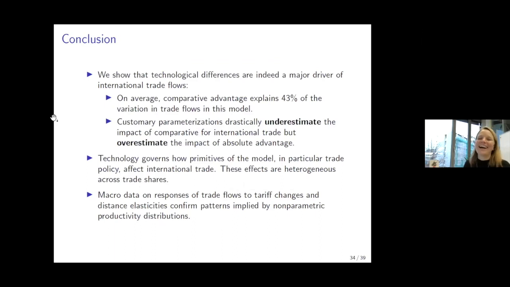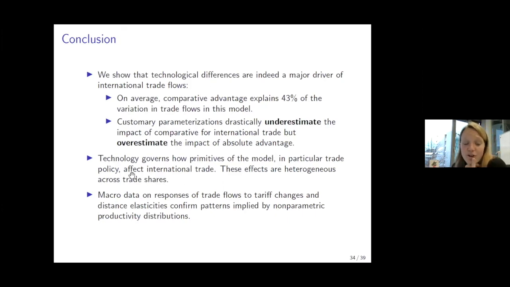I hope I've convinced you that we tried to answer the question, how important is actually technology for international trade? A question that we did not really know an answer to, and we can show that through the lens of our workhorse trade models, comparative advantage, so Ricardo, the classic old Ricardian component of technology, really explains 43% of the variation in trade flows in this model. And we also see that customary parameterization would drastically underestimate the effect. It is perhaps not surprising that by constraining the role of technology, we underestimate this effect.